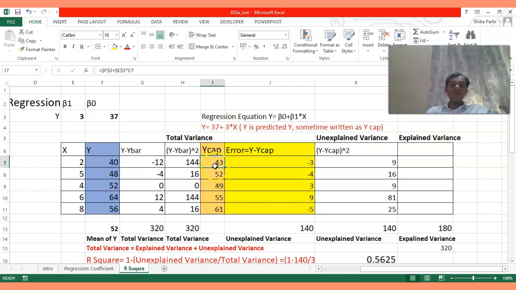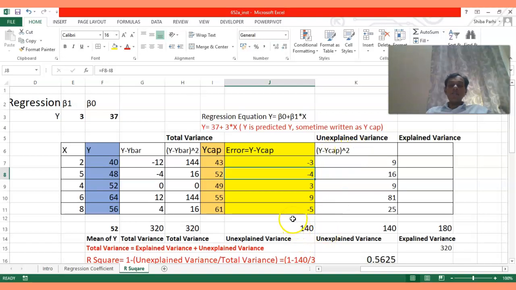The actual y is 40, but the predicted y we got is 43, so that is a difference of 3. Similarly, we got 52 as predicted y, but the actual y is 48, so 48 minus 52 is minus 4. Like this, we got the predicted y, and the actual y minus y cap is my error. That is the error of my prediction. The equation is able to predict accurately to a level, but still there is some error, and to sum up these errors I am squaring them.